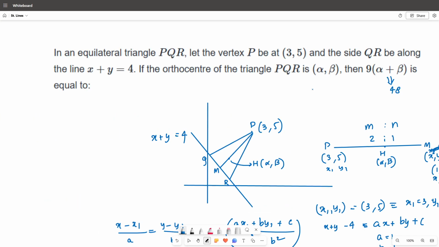So first what we did is, since we know the property that the orthocenter divides the altitude from a point to base in 2:1 ratio, therefore we found the foot of perpendicular, and using the section formula, we found the orthocenter, and we added the alpha and beta of the orthocenter and multiplied by 9, because that's what the question asked. So 9 into alpha plus beta is 48. 48 is the answer. That's it.